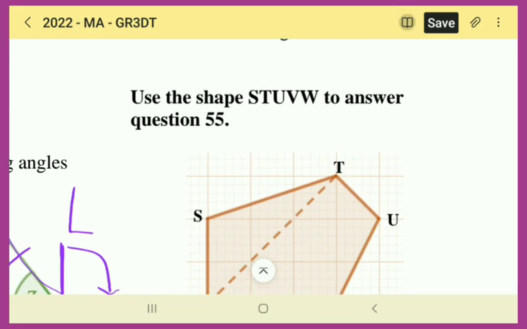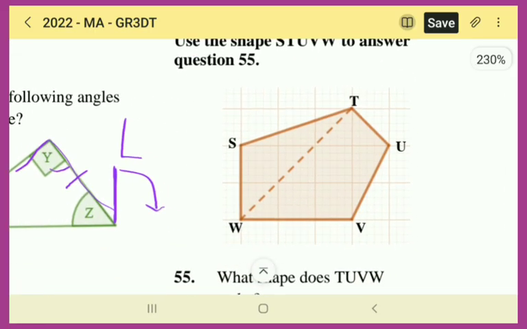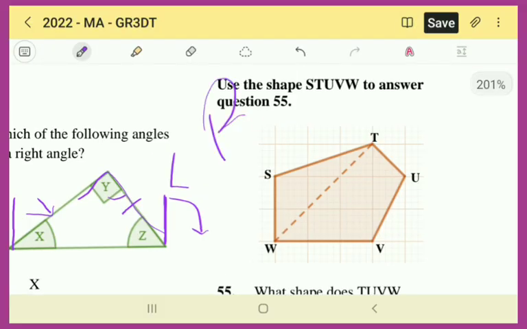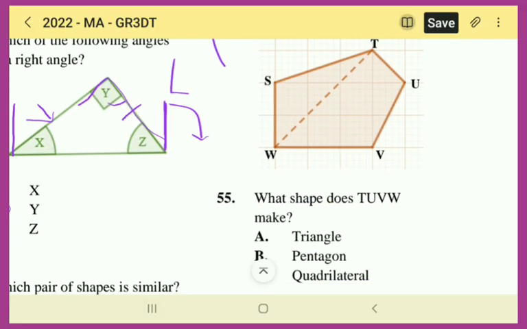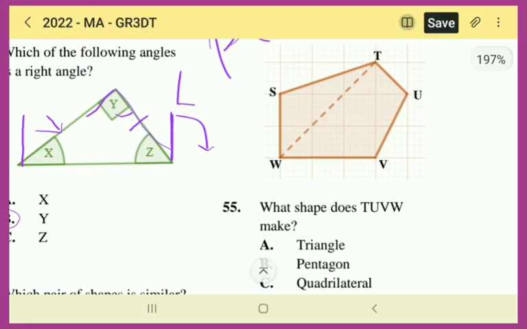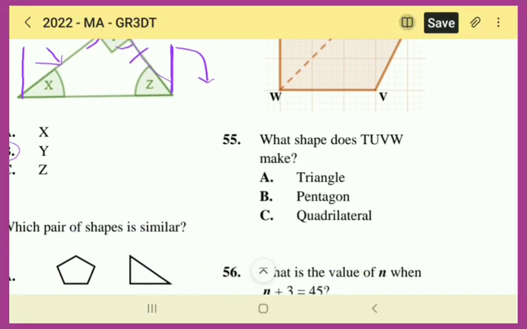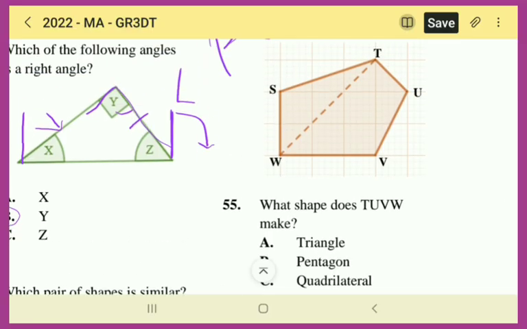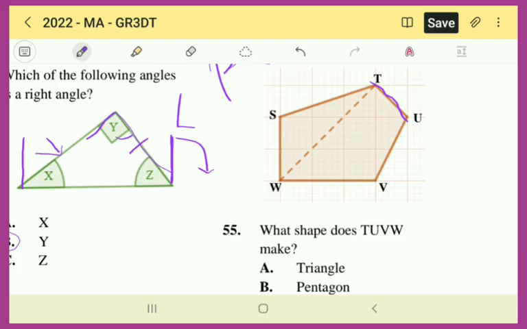Use the shape STUVW to answer question 55. This one is a big repeat item. The question is not a repeat, but the shape is a repeat. So let's look at 55. Which shape does TUVW make? Which shape, girls? Let me draw it out for you. This is TUVW.